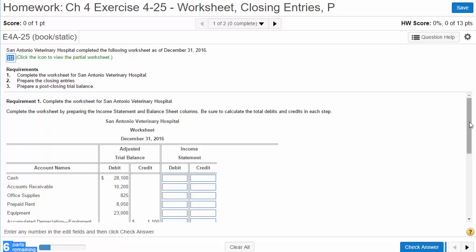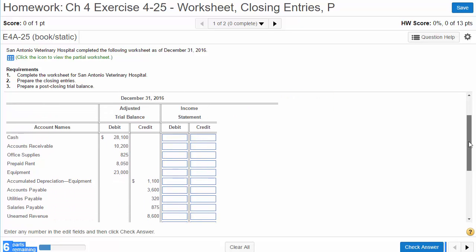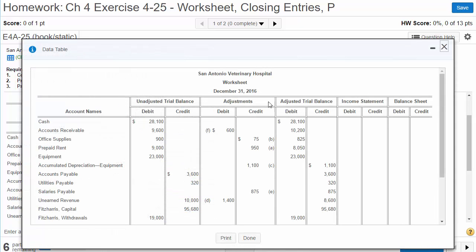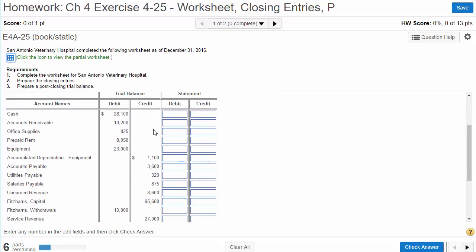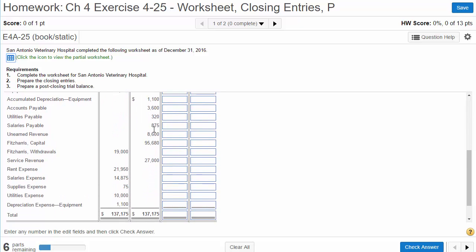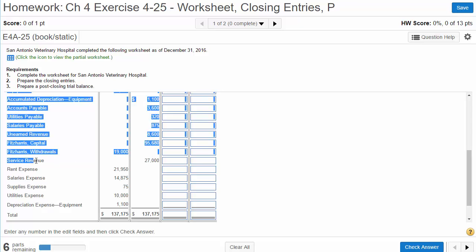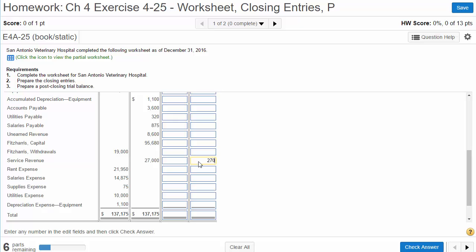So scrolling down here, here's our adjusted trial balance, which came from this section right here. We need to know what types of accounts go on the income statement. In other words, what's the formula for the income statement? It's revenues minus expenses. So where would revenues and expenses be? Well, revenues are down here towards the bottom, right here. Service revenue, $27,000. So we're going to bring that over. And then we're going to bring over all the expenses.